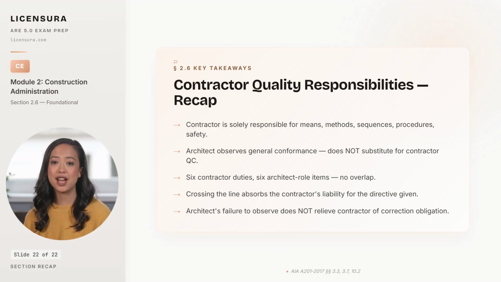Crossing the line, directing means, methods, sequencing, or safety absorbs the contractor's liability for the directive given, and the architect personally is named in the lawsuit when an injury follows. And the rule that protects the contractor's continuing obligation? The architect's failure to observe non-conforming work does not relieve the contractor of the duty to build per the contract documents. The architect's observation is a service to the owner, not to the contractor, and the contractor cannot use a missed observation as a defense to defective work.